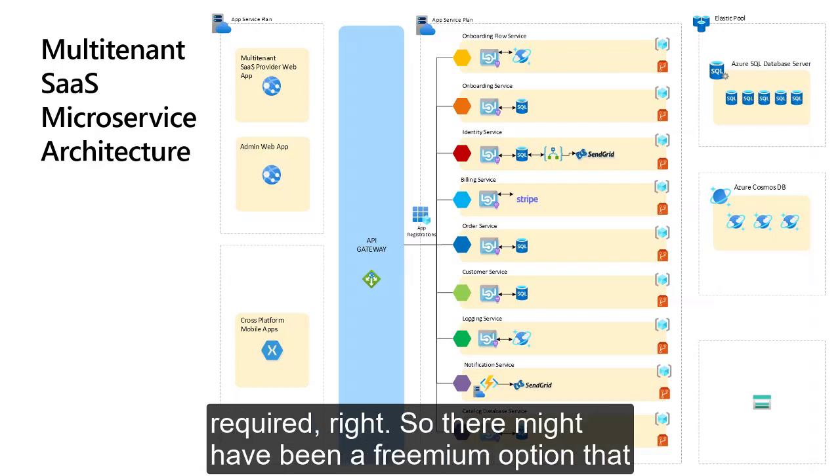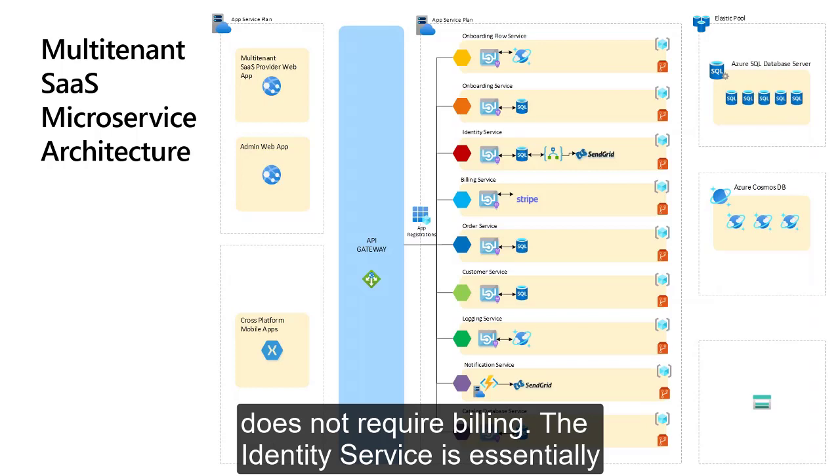So there might have been a freemium option that does not require billing.